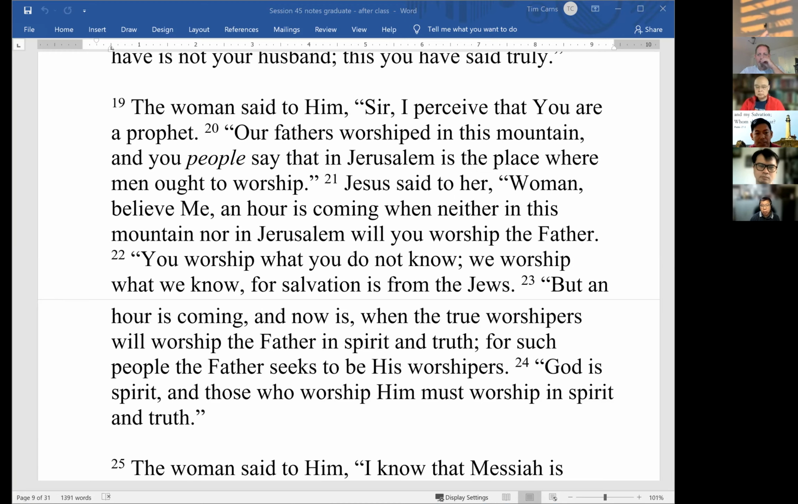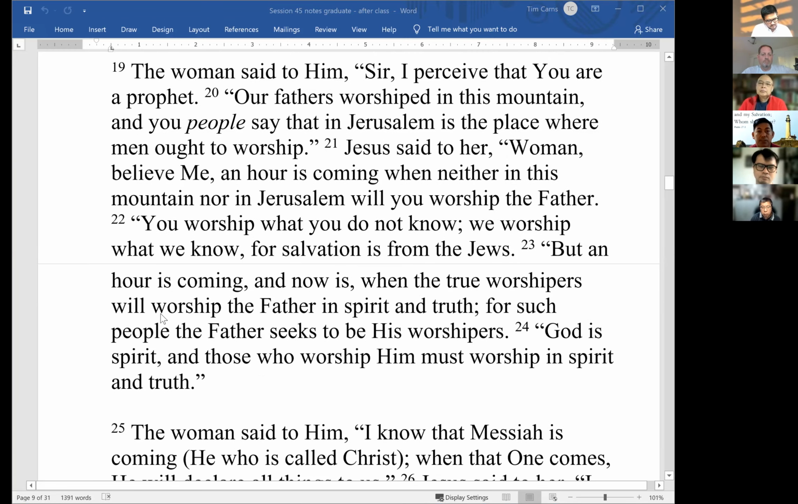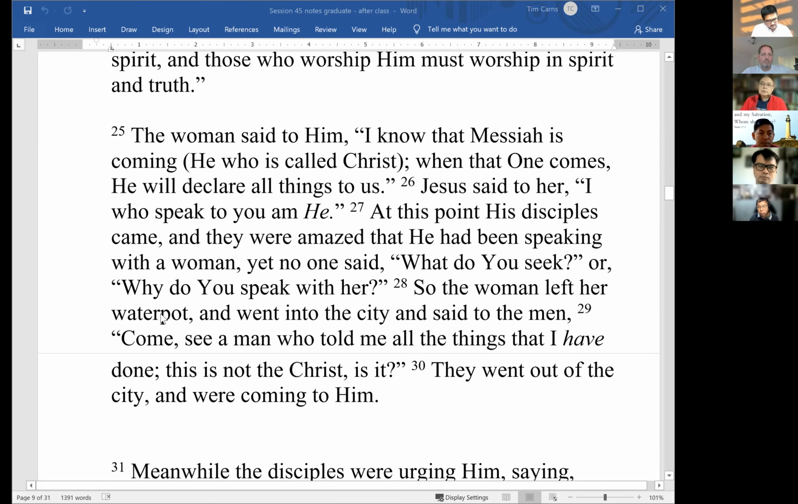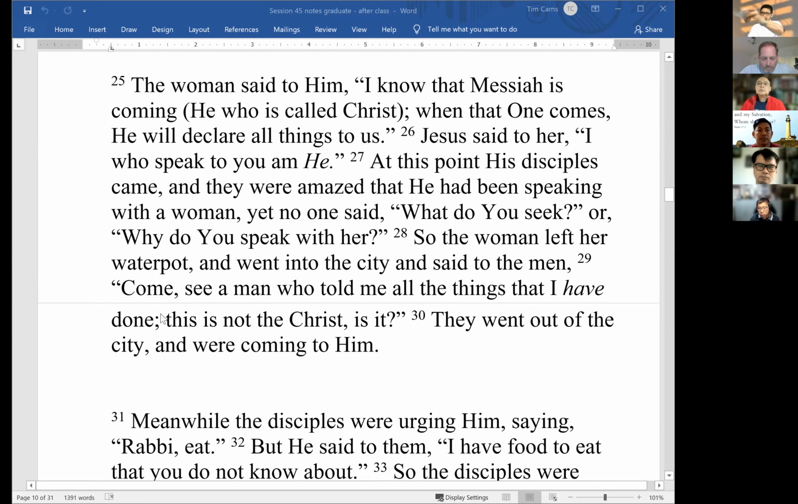But an hour is coming, and now is, when the true worshippers will worship the Father in spirit and truth. For such people the Father seeks to be his worshippers. God is spirit, and those who worship him must worship in spirit and in truth." Verse 25. The woman said to him, "I know that the Messiah is coming, he who is called Christ. When that one comes, he will declare all to us." Jesus said to her, "I who speak to you am he."